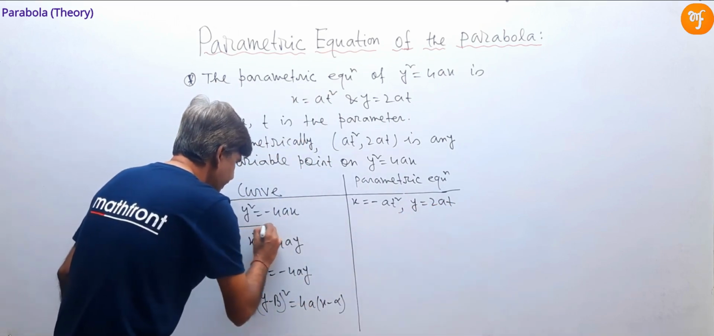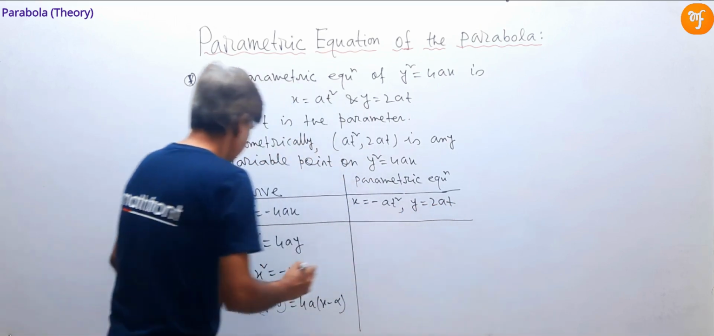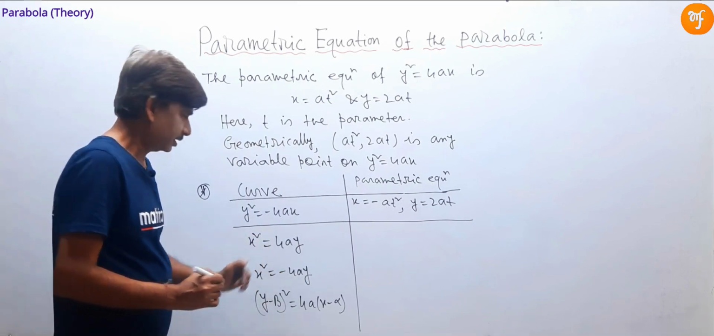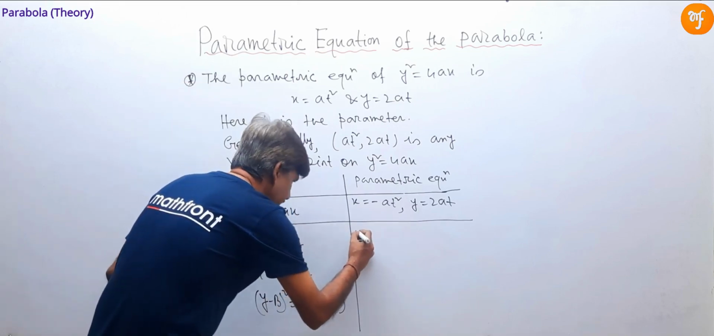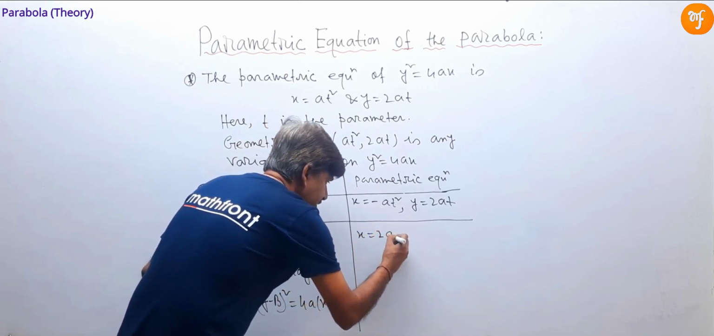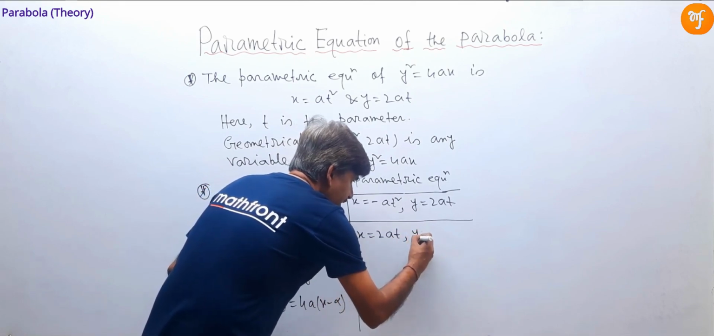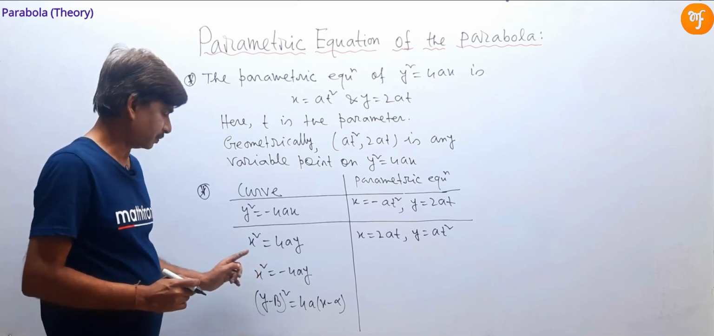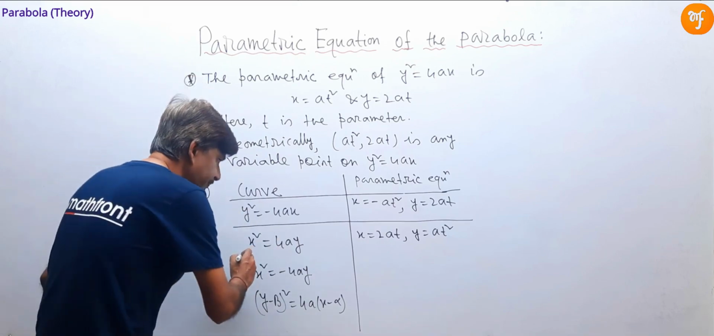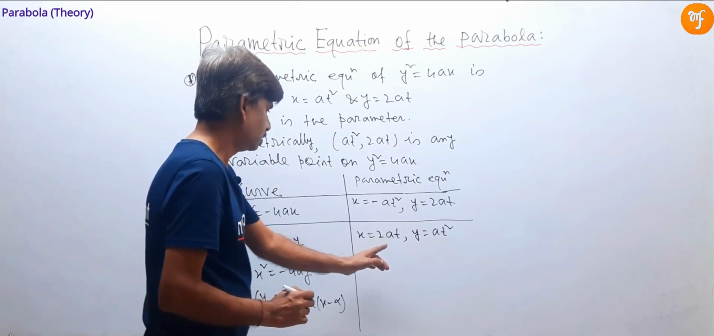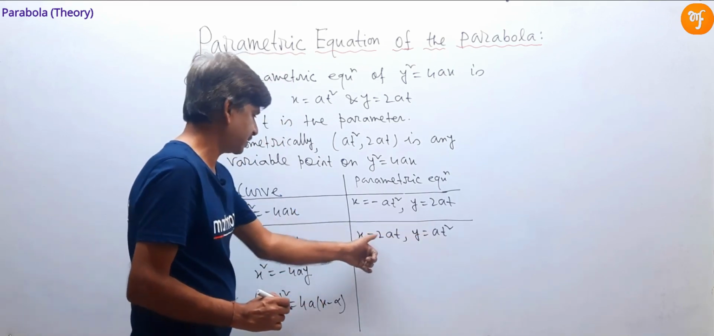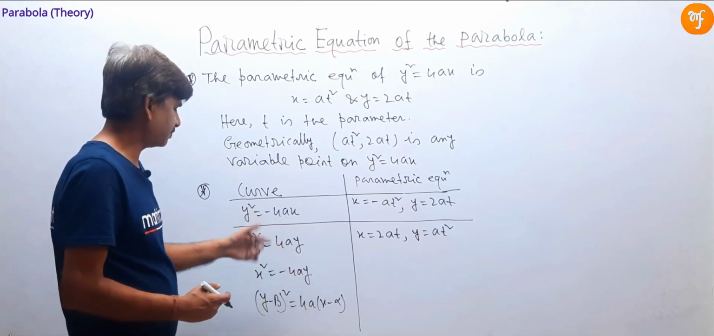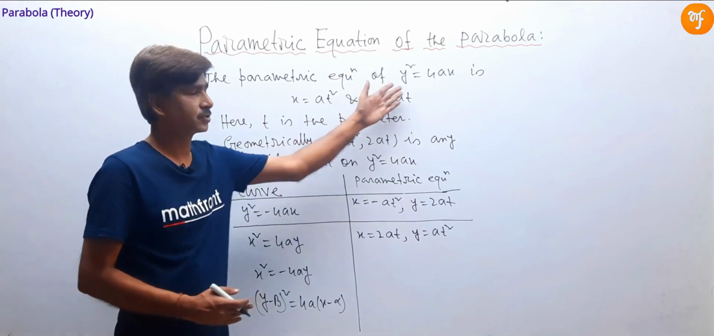Clear? For the equation x square is equal to 4ay, for this parabola, the pair of equations x is equal to 2at and y is equal to at square is the pair of parametric equations of the parabola x square is equal to 4ay. Okay? So if we substitute y by at square and x by 2at, then both sides will be equal for the equation x square is equal to 4ay. Same for y square is equal to minus 4x, same for y square is equal to 4x.